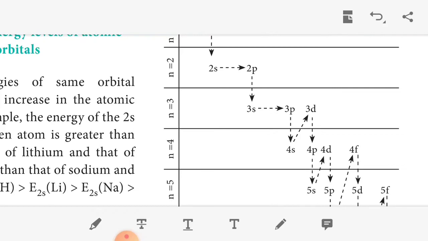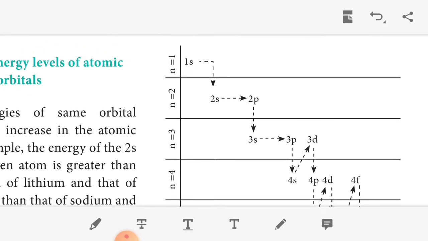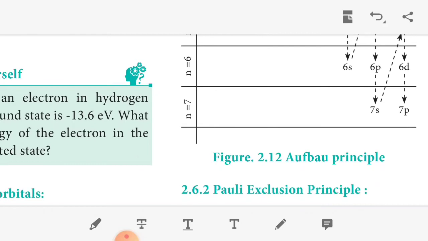You can write only the statement. It can be asked in a 5 marks question. Draw the diagram. This is the Aufbau principle. We can start with the 1s, least energy, to higher energy, that is 7s, then 7p. The last one is 7p. Okay, so this is the Aufbau principle.